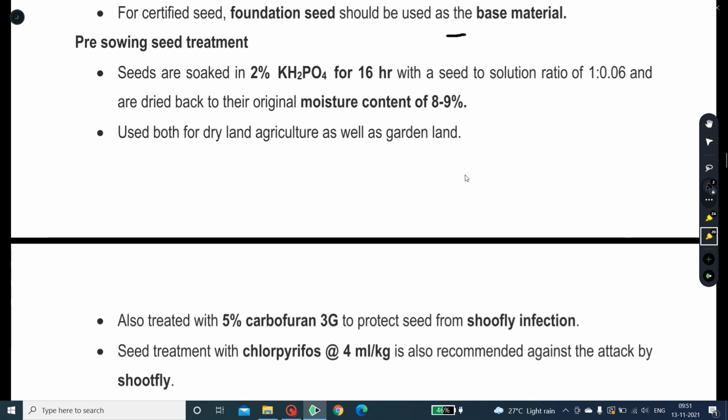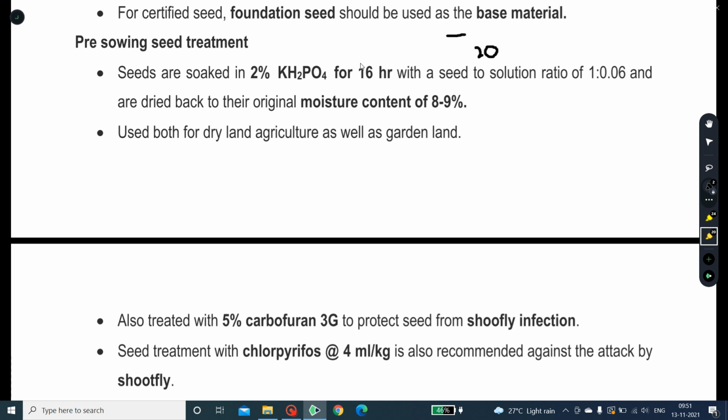And the pre-sowing seed treatment. The seed rate is 20 kg per hectare or 8 kg per acre. And the pre-sowing seed treatment: the seeds are given any one of the seed treatments or a combination.